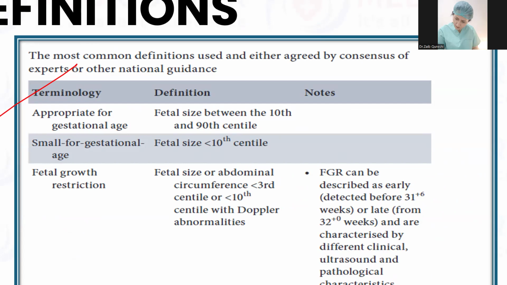Then the second terminology is small for gestational age, when fetal size only. First, make a concept on fetal size, and then we will come and talk about the other things. So when fetal size is between the 10th to 90th centile, it is appropriate.